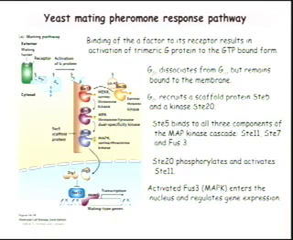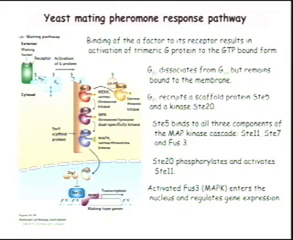So the gamma subunit, again, is tethered to the plasma membrane. So beta gamma together can recruit a protein called Ste5. Ste5 means sterile, because if you mutate this protein, the yeast is sterile. It cannot mate. So this protein, Ste5, is a large protein. It functions like a scaffold to bring three MAP kinases cascade together.